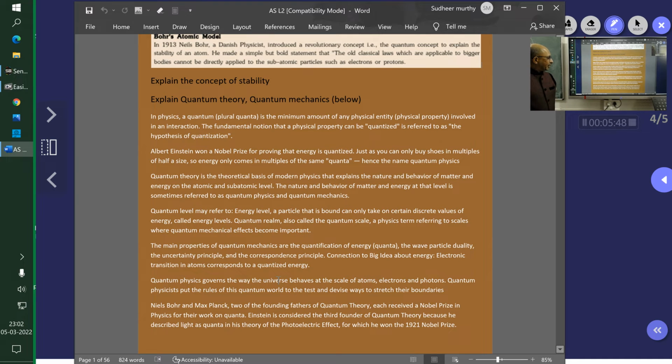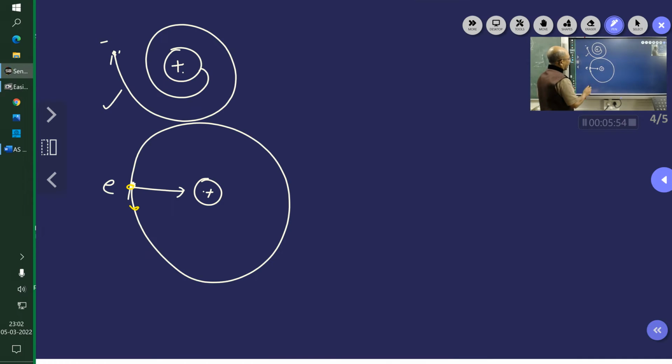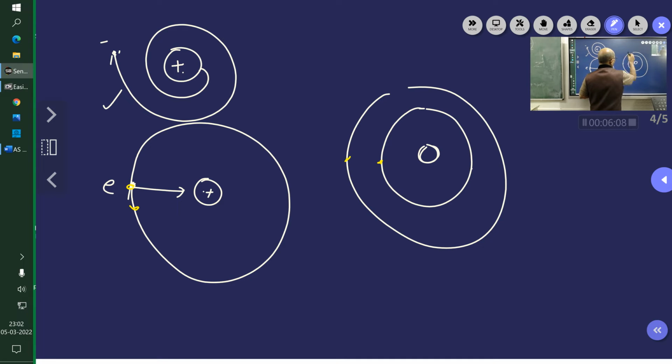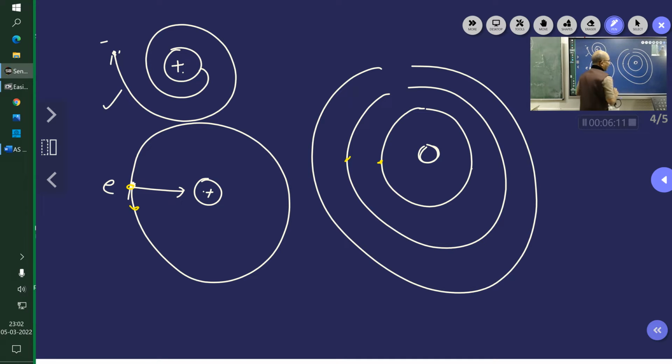Now you can see the interesting aspect: according to him, this is the nucleus, and if the electron is revolving within a designated orbit, not an arbitrary orbit, this orbit, or this orbit, or this orbit, these are all designated orbits. There is a way of calculating the radius of these orbits. We'll soon come into that. As long as the electrons are confined to these orbits, they will not radiate energy. That is a very bold statement made by Bohr.